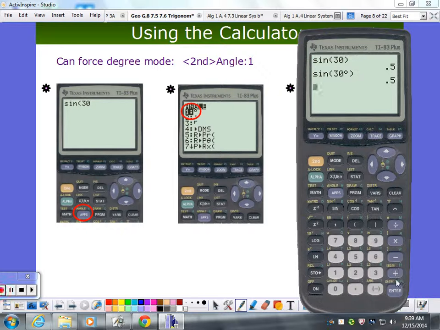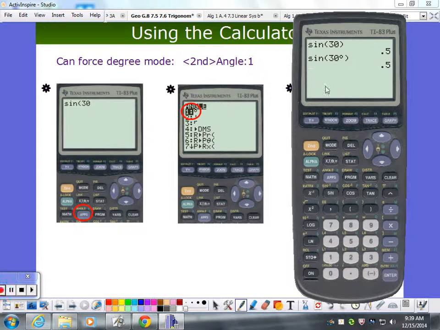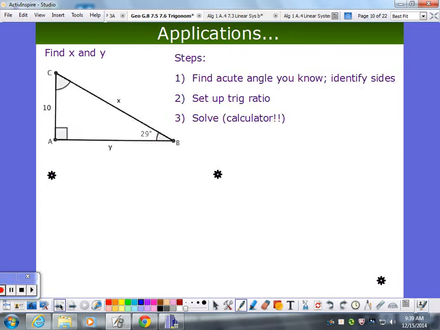So it's just a way, if you really, really want to be sure I'm in degree mode, that you can force it. So this is more useful when you're using radians a lot, and you just every once in a while need to use degrees. So I just wanted to show you it was there, okay? So it will force degree mode even if you're not in degree mode. But be in degree mode.